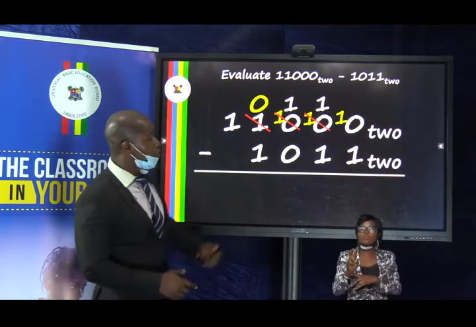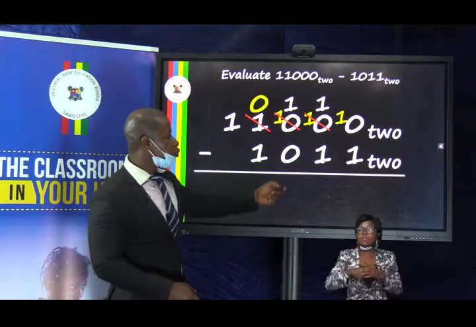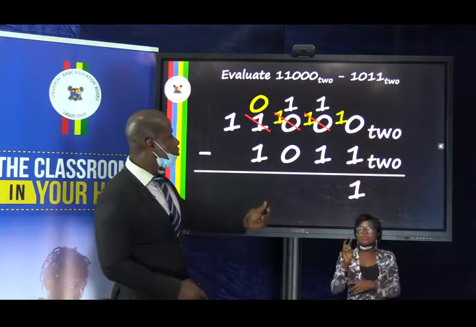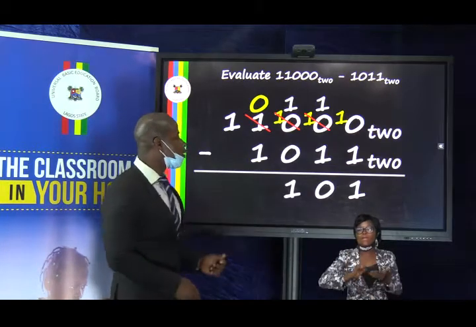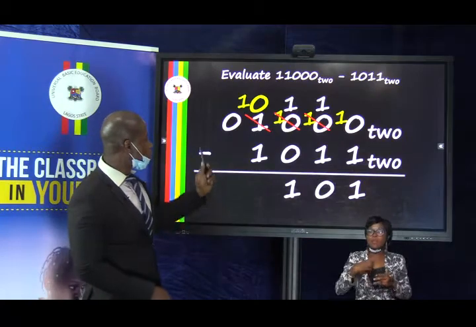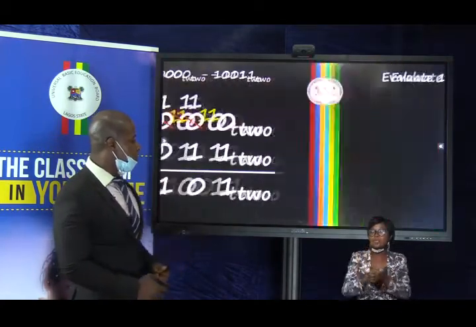Now we borrow 1, take it to the other side. Now we have 10 at the ones place, so we can begin to subtract. 10 base 2 minus 1 base 2 is 1 base 2. 1 minus 1 is 0, 1 minus 0 is 1. Now we borrow 1 from here again, and we are left with 0 on this side. So 10 minus 1 in base 2 is 1. And this is our final answer, my friend.